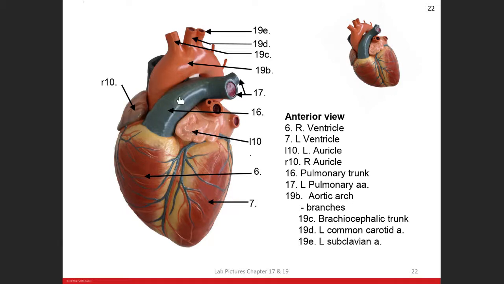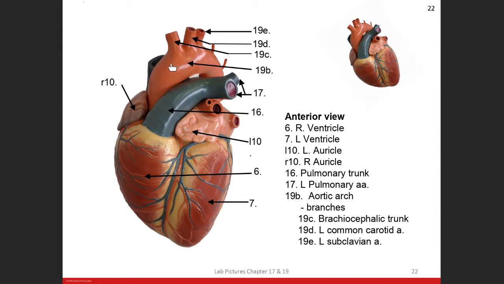Here's the pulmonary trunk before it's split. Pulmonary trunk. And then you can see here, you've got two left pulmonary arteries. You can't really see the right pulmonary arteries. Here's the ascending aorta, and then the aortic arch right here, and then right over here is the descending aorta.